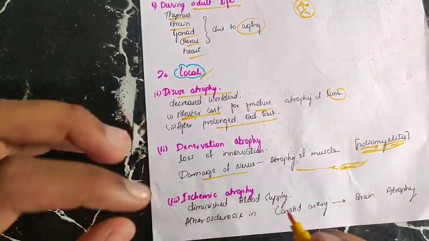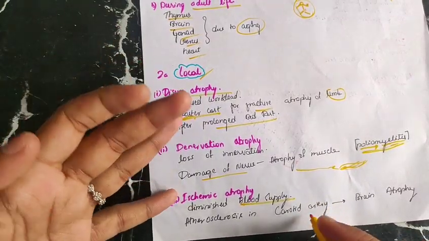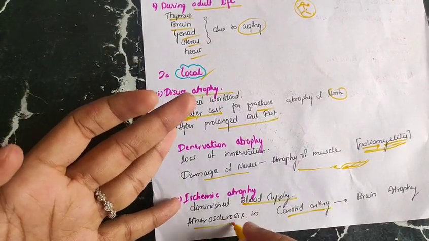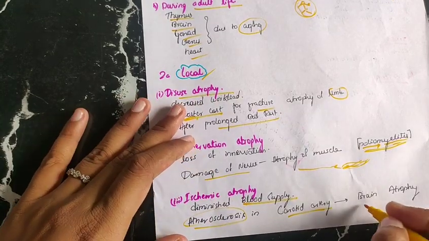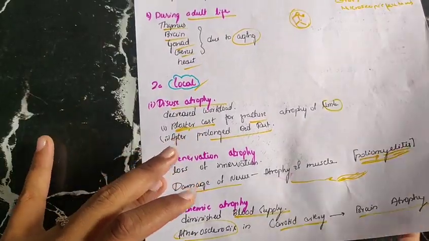And ischemic atrophy: because of a lack of blood supply, there will be atrophy. For example, the carotid artery gets obstructed because of atherosclerosis, and then there is a lack of blood supply to the brain, so the brain undergoes atrophy. This is ischemic atrophy.